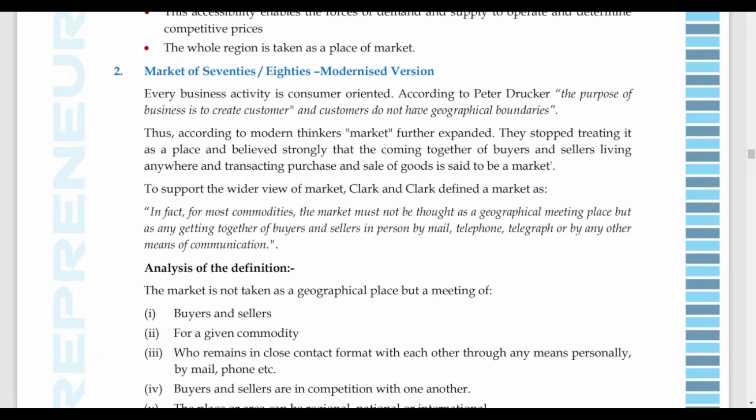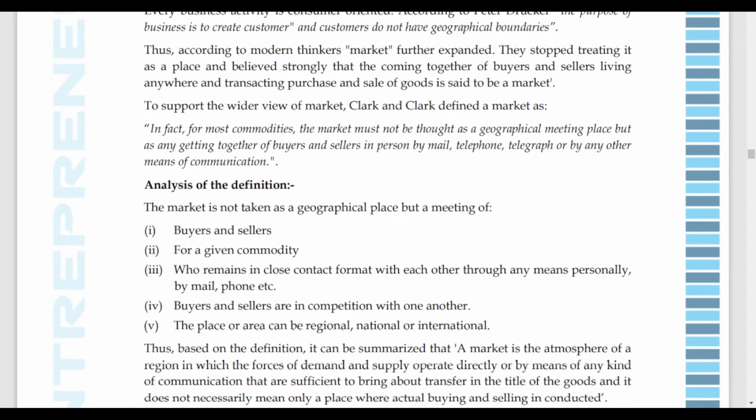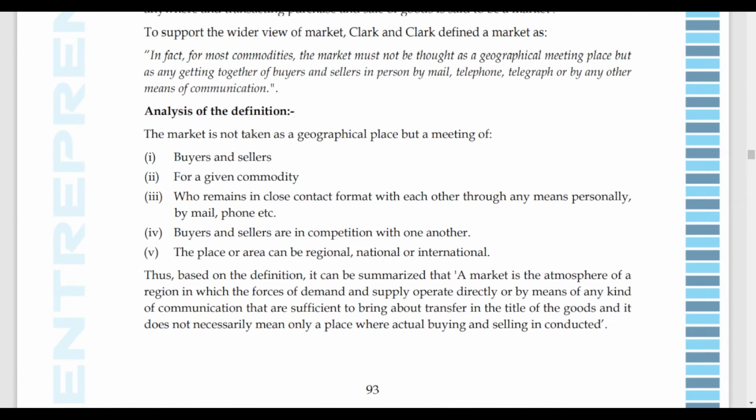To support the wider view of a market, Clark and Clark defined a market as: in fact, for most commodities, the market must not be thought of as a geographical meeting place, but as any getting together of buyers and sellers in person, by mail, telephone, telegraph, or by any other means of communication. Let's analyze this definition. The market is not taken as a geographical place, but a meeting of buyers and sellers for a given commodity who remain in close contact with each other through any means, personally, by mail, phone, etc. Buyers and sellers are in competition with one another. The place or area can be regional, national, or international.